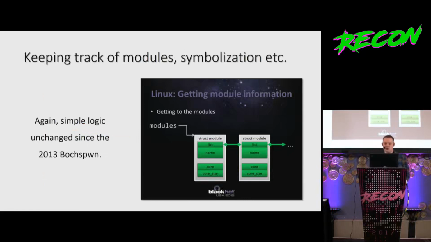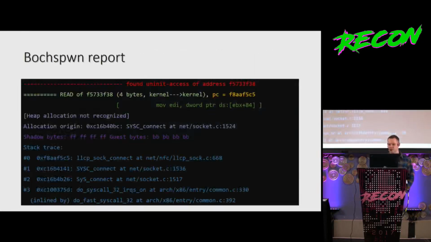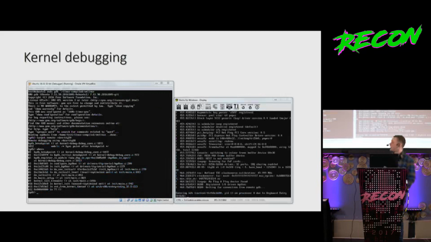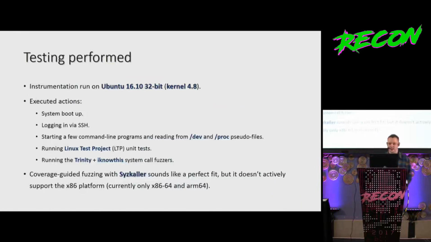Then we have some more stuff that we have to do that is very similar to Bochspwn from 4 years ago, such as keeping track of modules, some symbolization and stuff like that. We have the example report of Bochspwn on Linux, which is also very similar, but we just have Linux symbols and Linux function names. I also used the kernel debugging feature, which was also very convenient for investigating all of the internal system state.